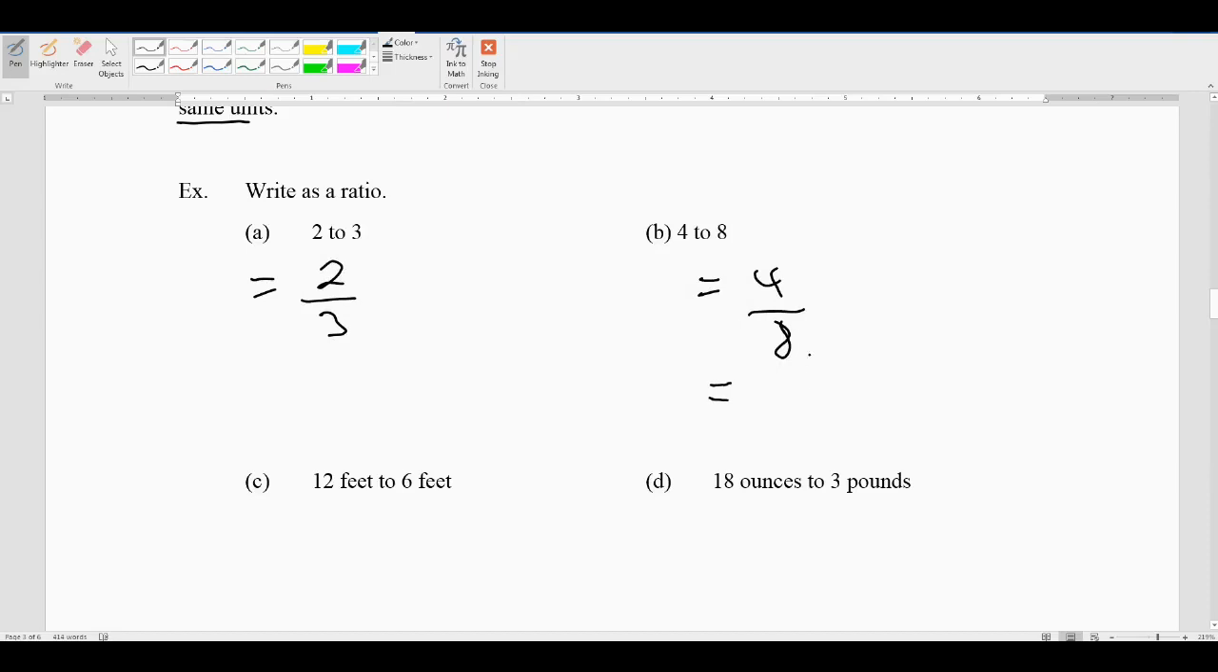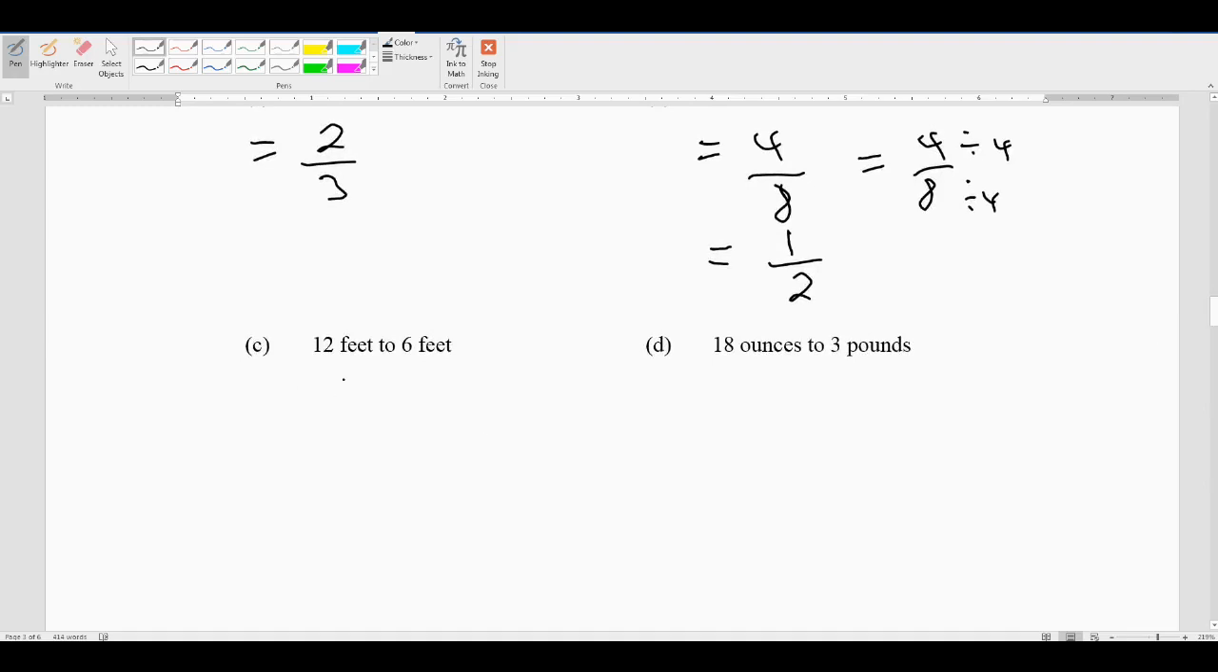Hopefully you know how that reduces. Hopefully you know that 4 and 8 are both divisible by actually several numbers, but we're going to use the biggest, which is 4. So we're going to divide both 4 and 8 by 4. And 4 divided by 4 is 1. 8 divided by 4 is 2. So we always reduce our fraction down to 1/2 in this case.